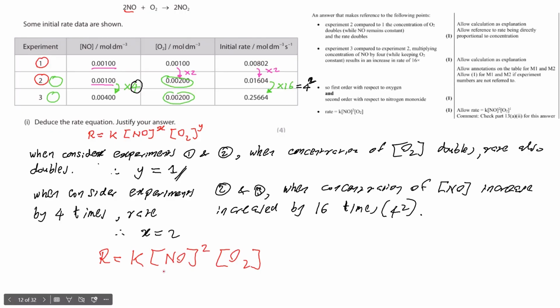Experiment 2 compared to 1, the concentration of oxygen doubles while NO remains constant and the rate doubles. Oxygen doubles, rate doubles. First point done. Experiment 3 compared to experiment 2, multiplying the concentration of NO by 4 times increases the rate by 16 times. Done. First order with respect to oxygen, we found that. Second order with respect to nitrogen monoxide, we found that, and we wrote the rate expression. Yes, we have all 4 marks, right? Okay, that's how we get the answer for these types of questions.